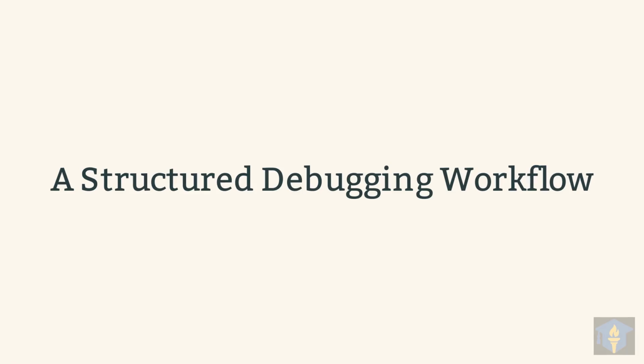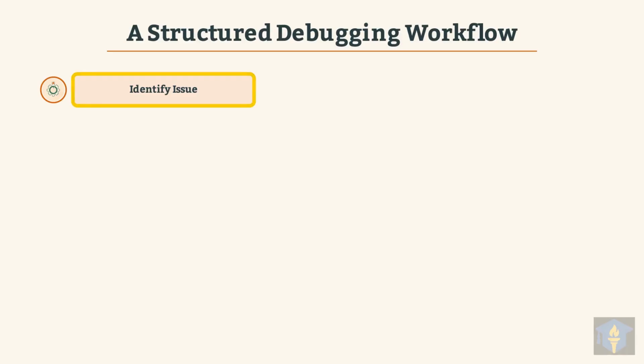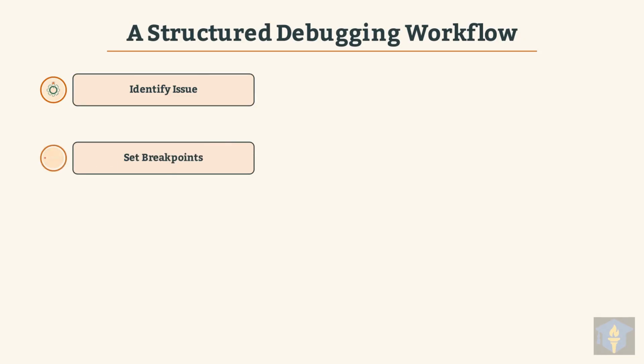Now, let's establish a structured debugging workflow, which is crucial for efficiently finding and fixing issues in your code. The first step in effective debugging is clearly identifying the issue, understanding what problem your code is experiencing. Next, you'll set breakpoints in your code, pausing execution at specific lines to inspect its state.